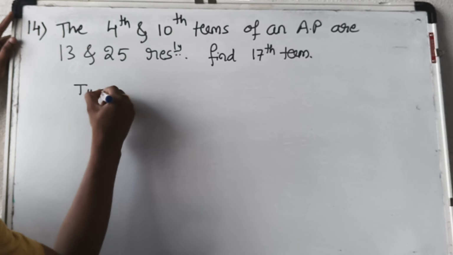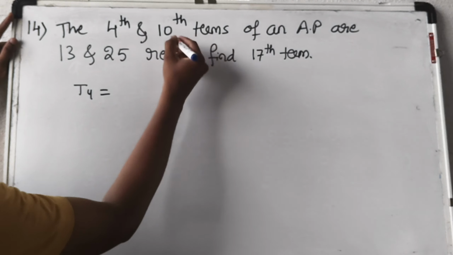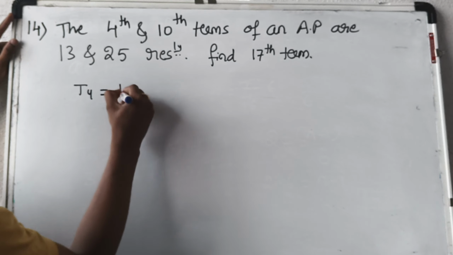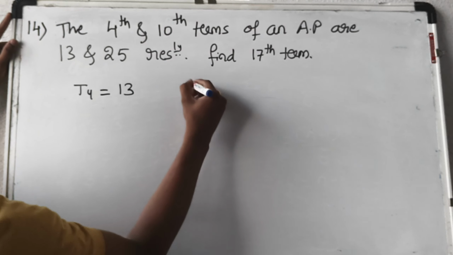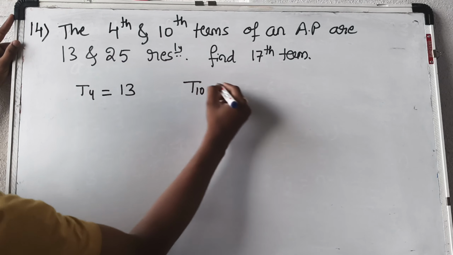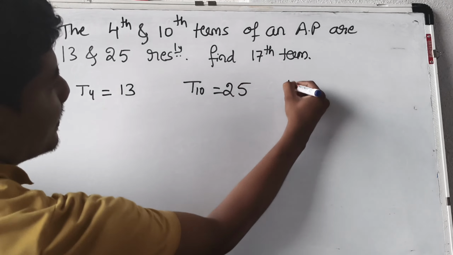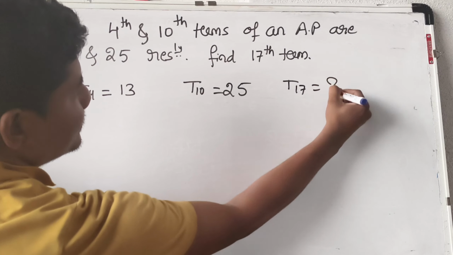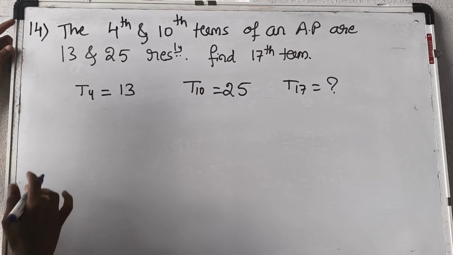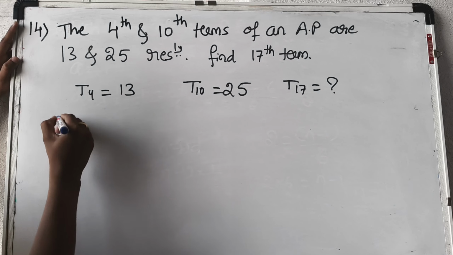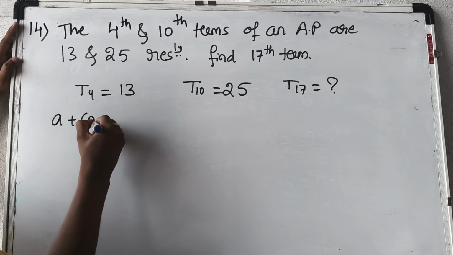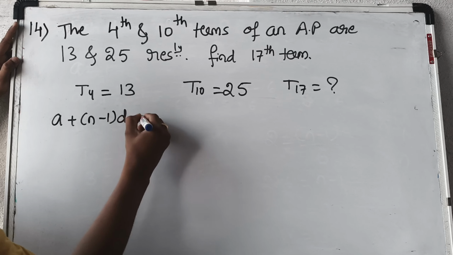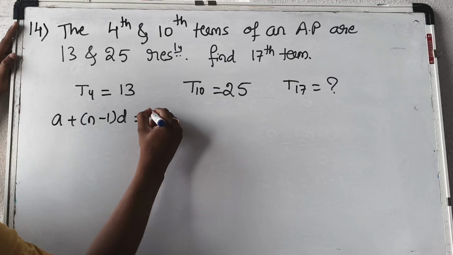The 4th and 10th terms of an AP are 13 and 25 respectively. Find the 17th term. The 4th term is given as 13 and the 10th term is given as 25, and he is asking to find the 17th term. For this I am going to use the nth term formula: Tn is equal to a plus (n minus 1)d.